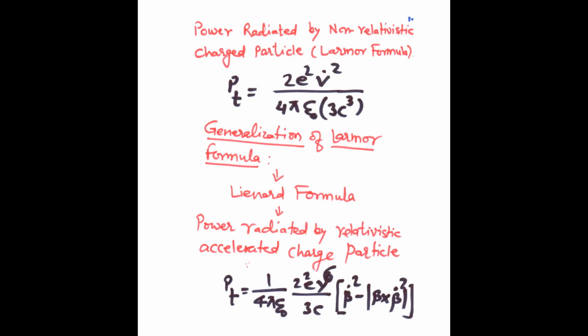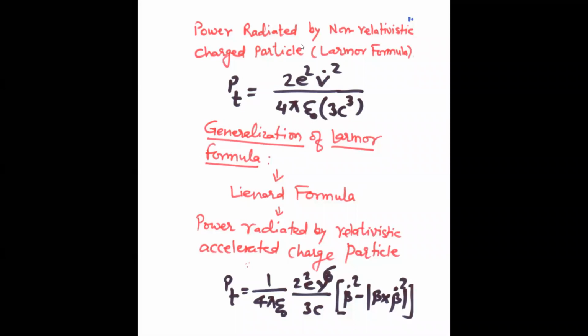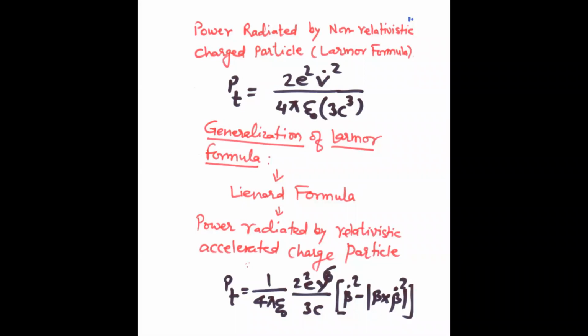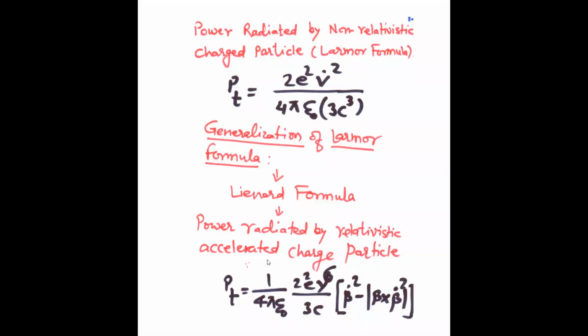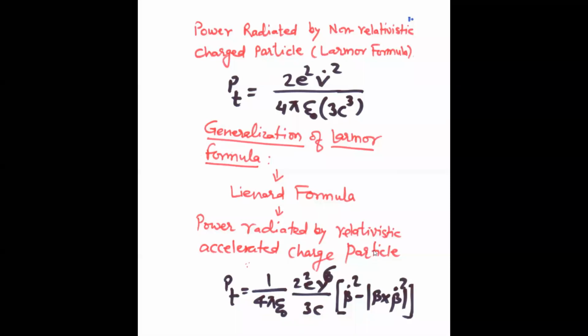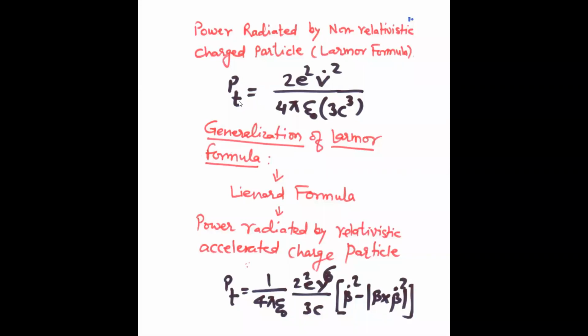When we generalize this Larmor expression for the case of relativistic motion of the particle, we get the Liénard formula. So the generalization of the Larmor formula for the relativistic case gives us the Liénard formula. The Liénard formula shows the power radiated by a relativistic accelerated charged particle, while the Larmor formula shows the power radiated by a non-relativistic charged particle.